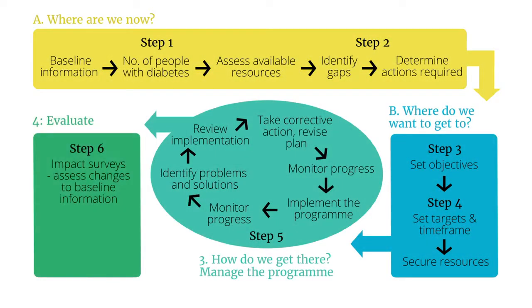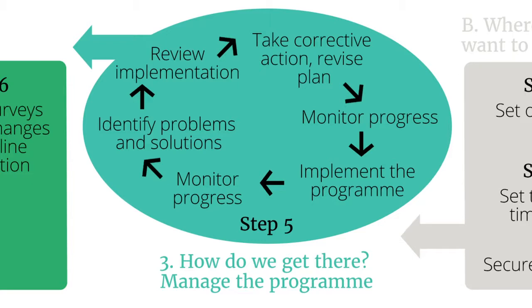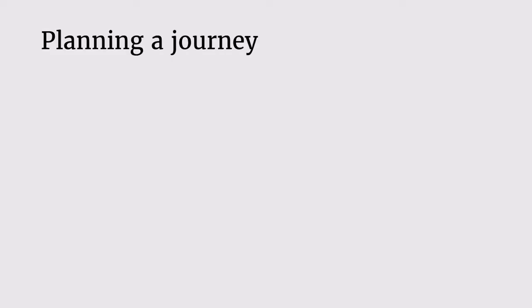In the final two steps of the planning cycle, planners consider the implementation and impact of a project. Step 5 is the monitoring phase. This is planned in detail at the beginning of the project and then managed throughout the project lifespan. Let's consider the basics of monitoring using a simple example.